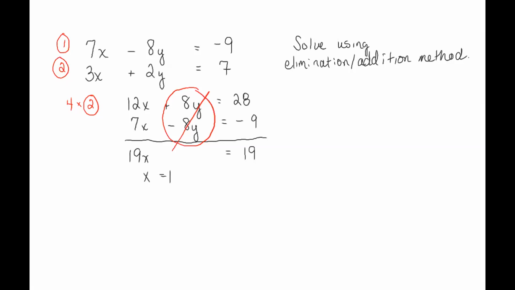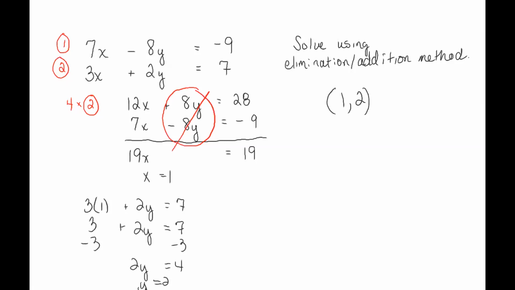And then we're just going to go back and we can plug into either equation. I'm going to pick the second one because it has smaller numbers in it and no negative signs. 3 times 1 plus 2 times y equals 7. And that's 3 plus 2y equals 7. So minus 3, 2y equals 4, and y equals 2. So 1, 2 is my solution, and that's how I would write it. I would write it as an ordered pair.